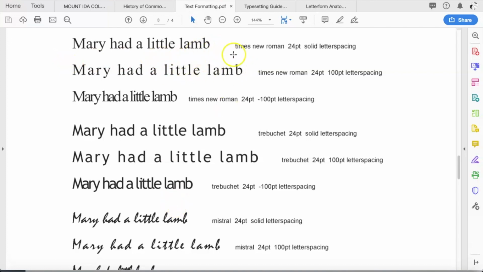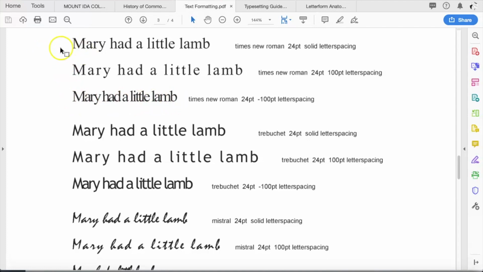So here we're using Mary Had a Little Lamb, which we're all familiar with, and it's done a bunch of different ways. This is Times New Roman, set at 24 points, and the letter spacing, which is the horizontal space between the letters, is set solid. What solid means is that basically you didn't change it. That's just how it comes out of the box. So that's what it looks like when you just start typing in a program. Now here it is again, still 24 points, still Times New Roman, but we have adjusted the letter spacing to 100 points, so you can see how much further apart the letters are from each other. And then this last one here is the same thing, but now it's negative 100, meaning that the letters are much closer together.